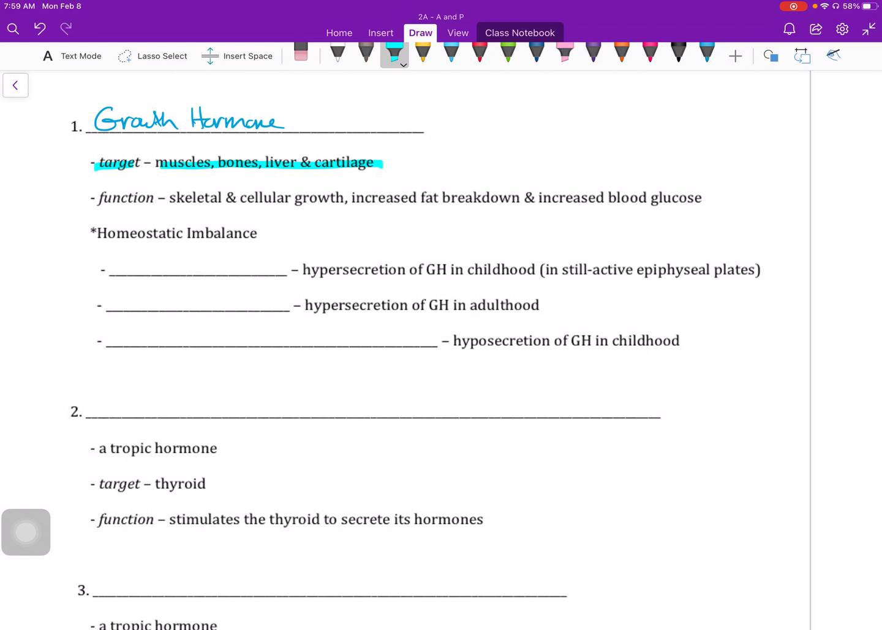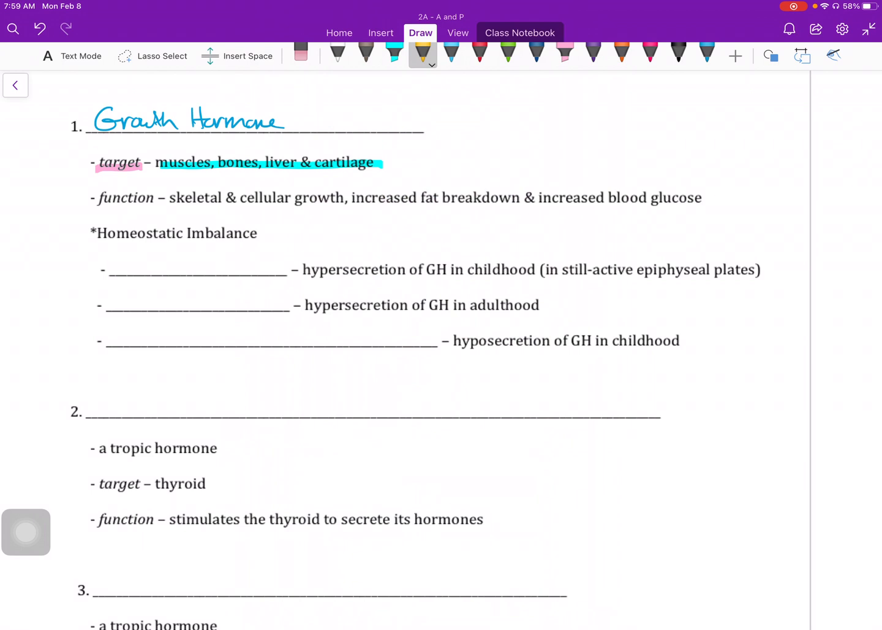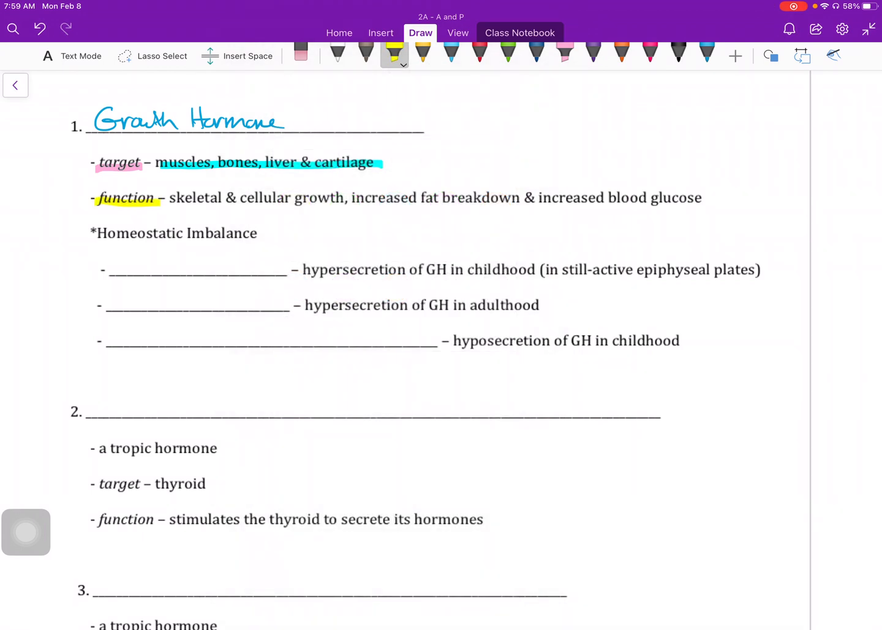I'm going to do something here a little bit different. Target: muscles, bones, liver, and cartilage. Let's see. All right. Function: skeletal and cellular growth, increased fat breakdown, and increased blood glucose. All right. Now, go back and do this.